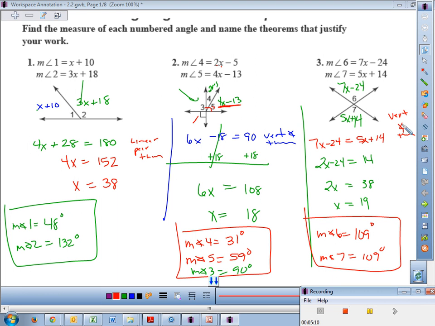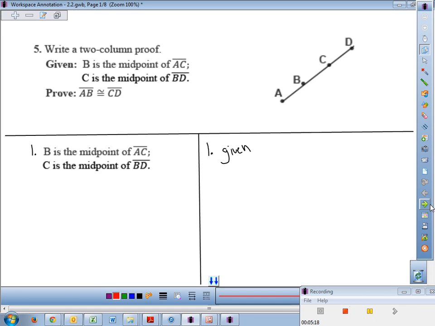So, since they were vertical angles, we set them equal to each other by the vertical angle theorem. We solved for x and got x as 19. Then we substitute that back in, and each angle should turn out to be the same, since that's what we did in the first place. So, 109 degrees. Next.